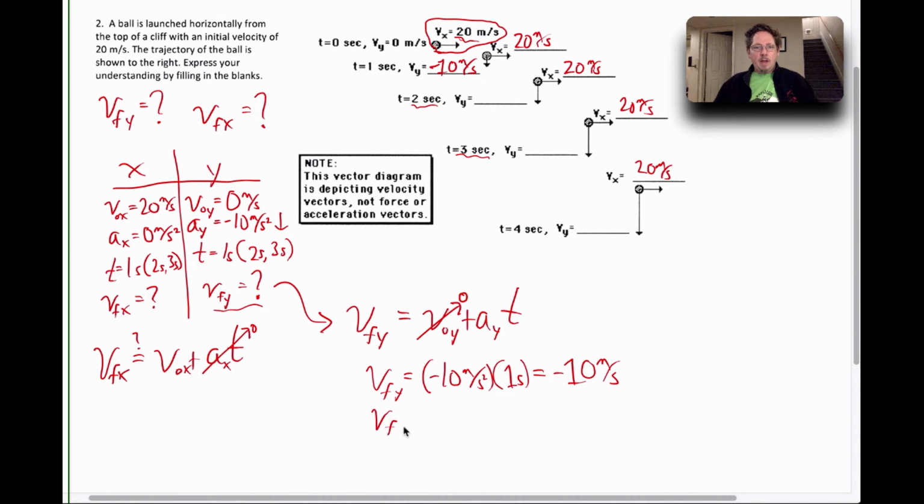My v final y after 2 seconds. And once you've set it up once, we're not going to ask you to show every last piece of work, but I'm just being totally clear about what I'm doing here. Negative 10 times 2, negative 20 meters per second, because that's what our acceleration does. It adds on 10 meters per second. So we go from 0 to 10, 10 to 20 in the negative direction, 20 to 30, from 30 to 40, and there's our v finals.